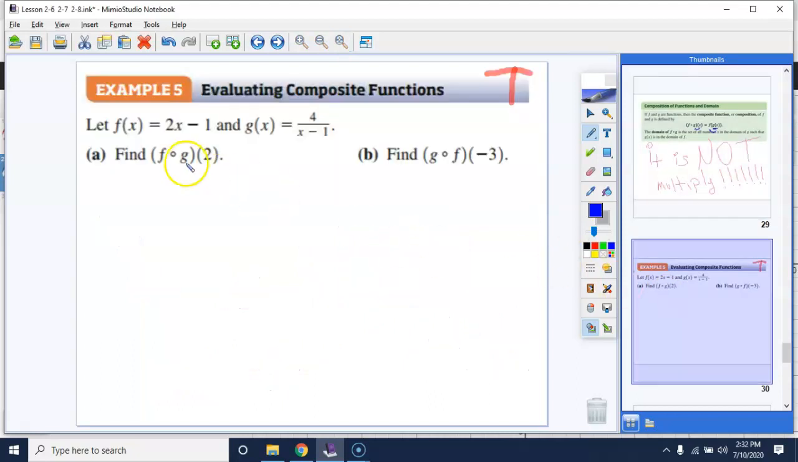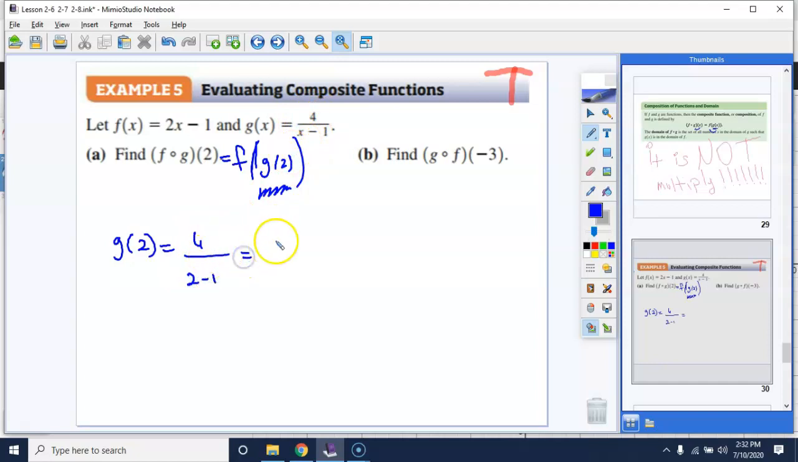Let me show you what I mean. So if we have this, which means it's equal to f of g of 2. Remember order of operations, you do inner parentheses first, right? So let's find g of 2 first. g of 2 is what? Which is over here, right? That's my g of 2. So let's plug in there. 4 over 2 minus 1, 4 over 1, which is 4. So right now I see that g of 2 equals 4.